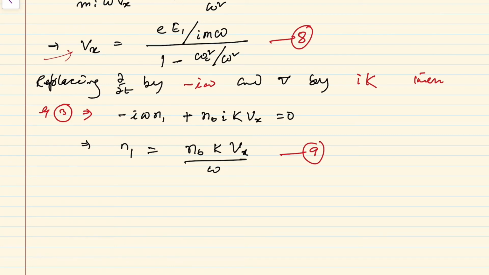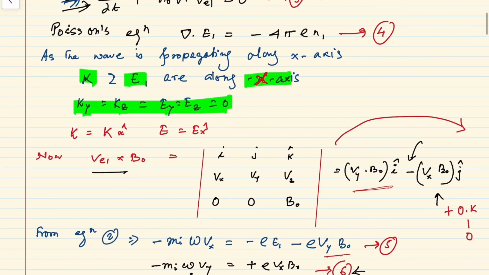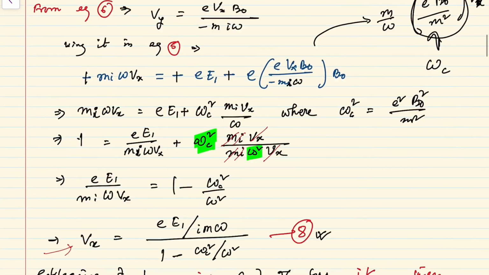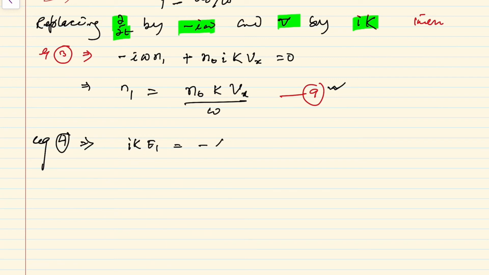So now let us do one thing: let us use these two, equation number 8 and equation number 9, in equation number 4. So here is equation number 4, Poisson's equation. In Poisson's equation we are going to use these two equations. Replacing del t by minus i omega and del by ik, this equation number 4 becomes ik E1 is equal to minus 4 pi e n1.